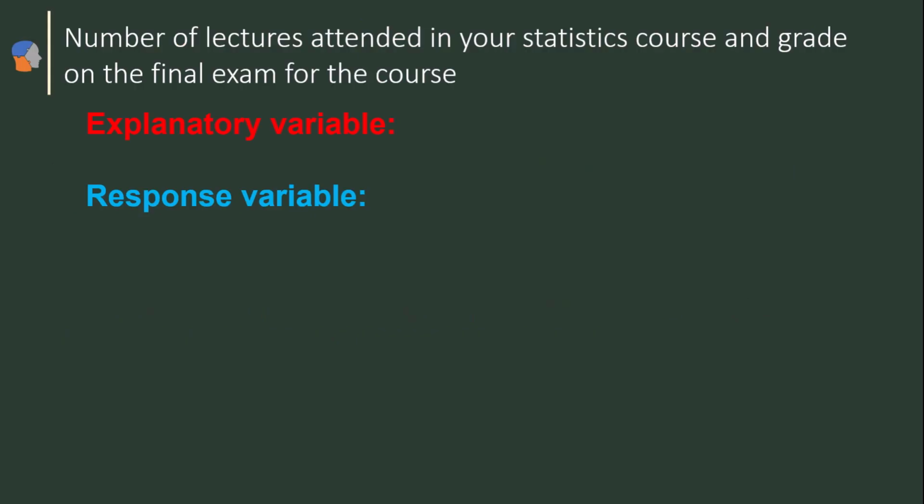Number of lectures attended in your statistics course and grade on the final exam for the course. We believe that your exam grades depend on your attendance. Then, what do you think? Which one is the explanatory variable? Explanatory variable is number of lectures. Response variable is grade on the final exam.